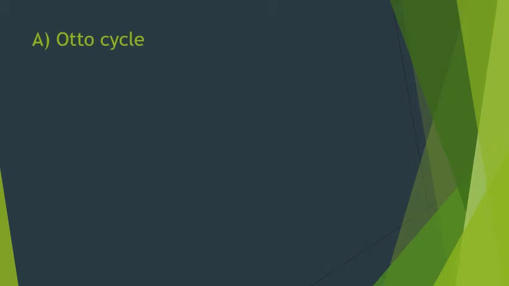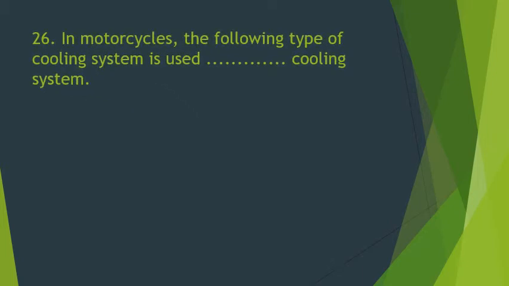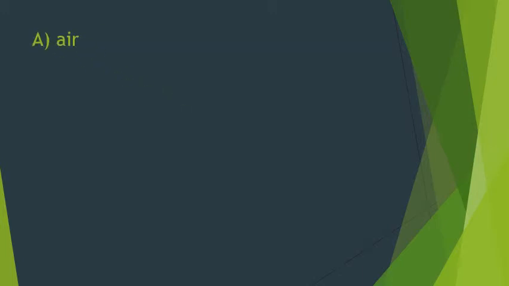Otto cycle. B. Joule cycle. C. Brayton cycle. D. Bell-Coleman cycle. In motorcycles, the following type of cooling system is used: A. Air. B. Water. C. Both A and B. D. None of the above.